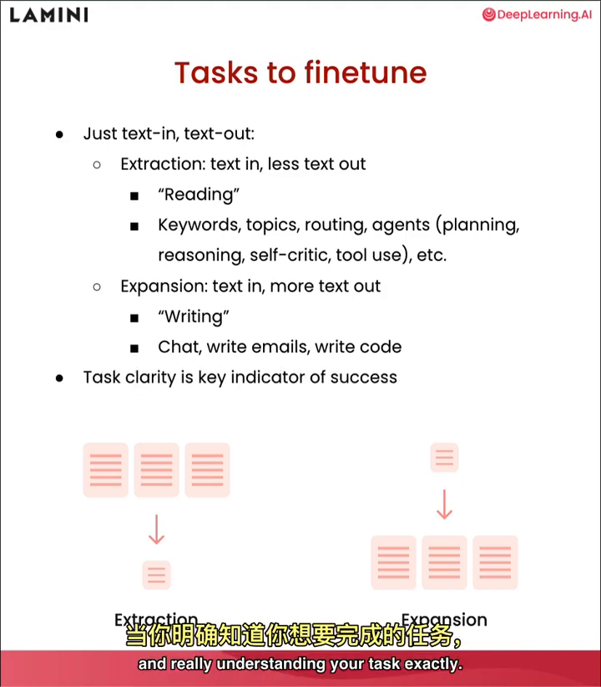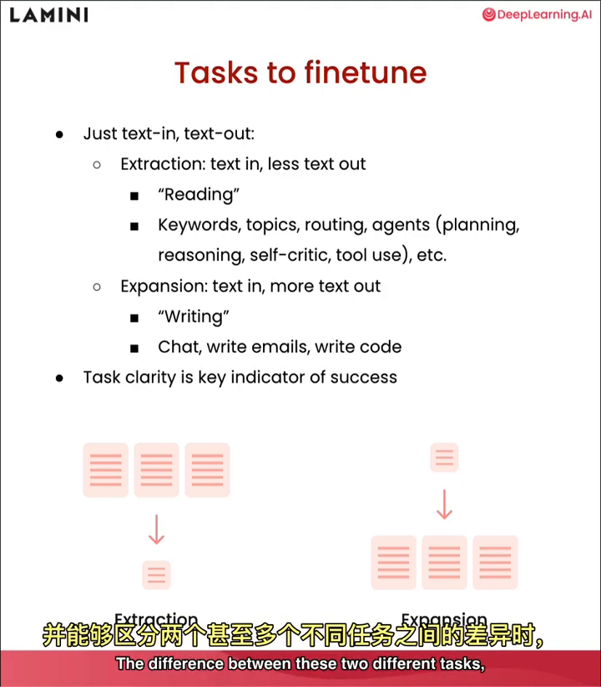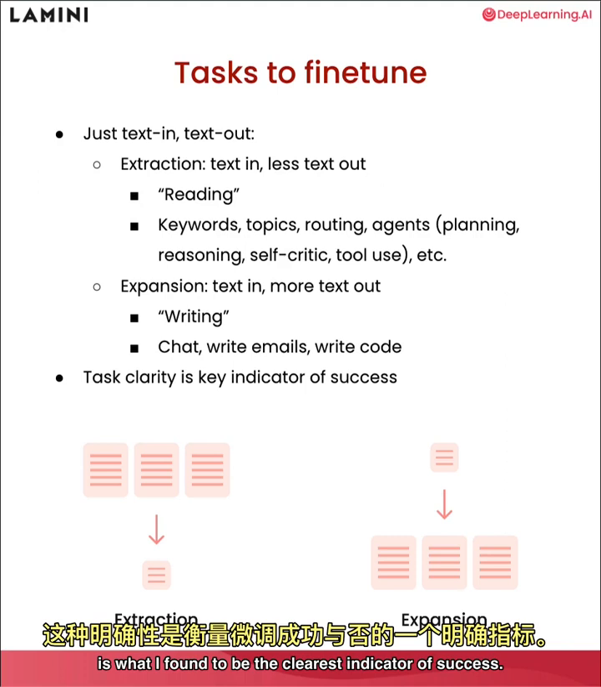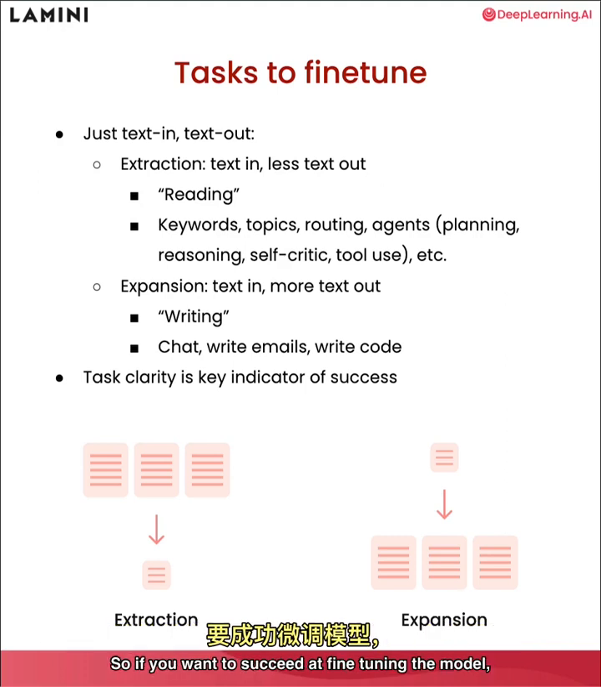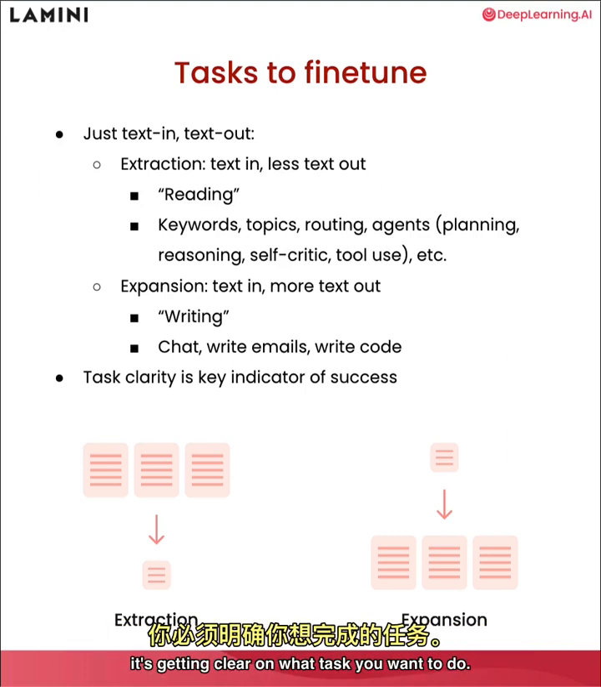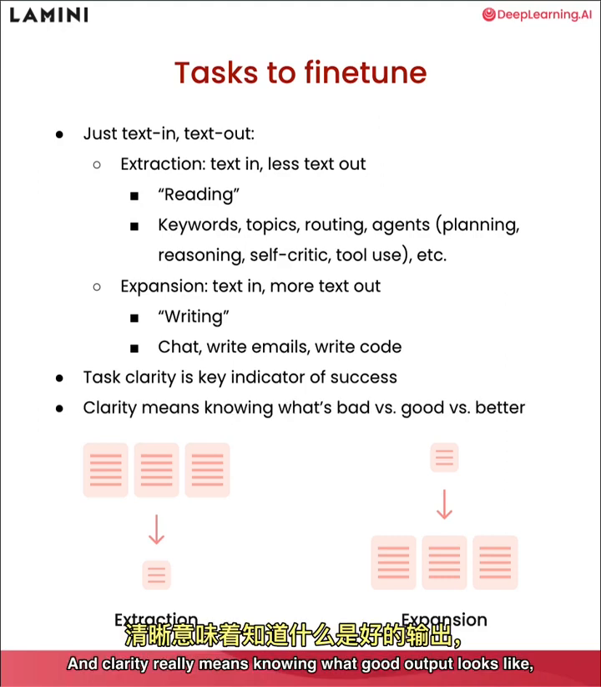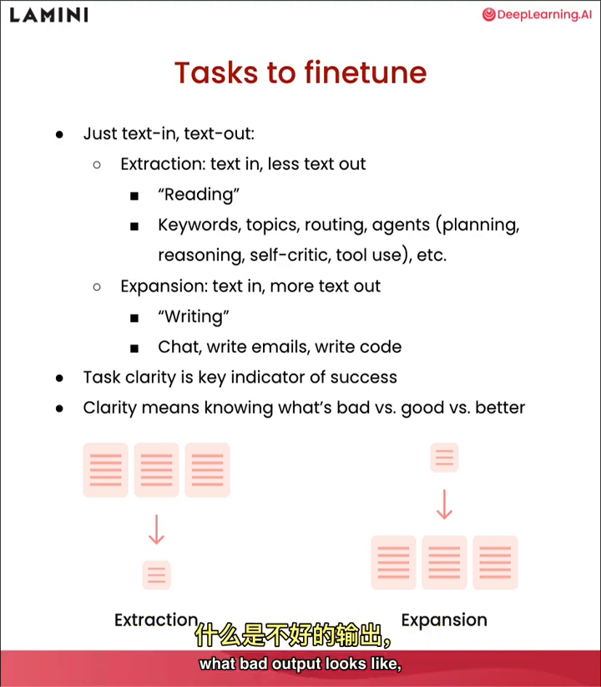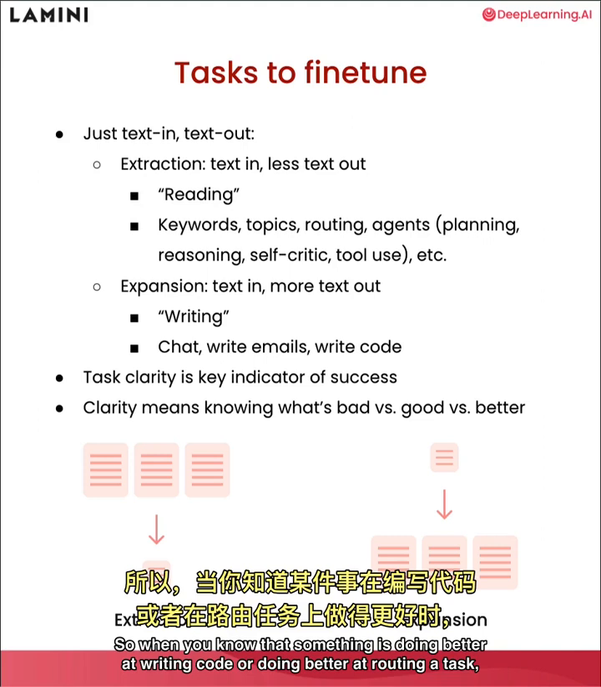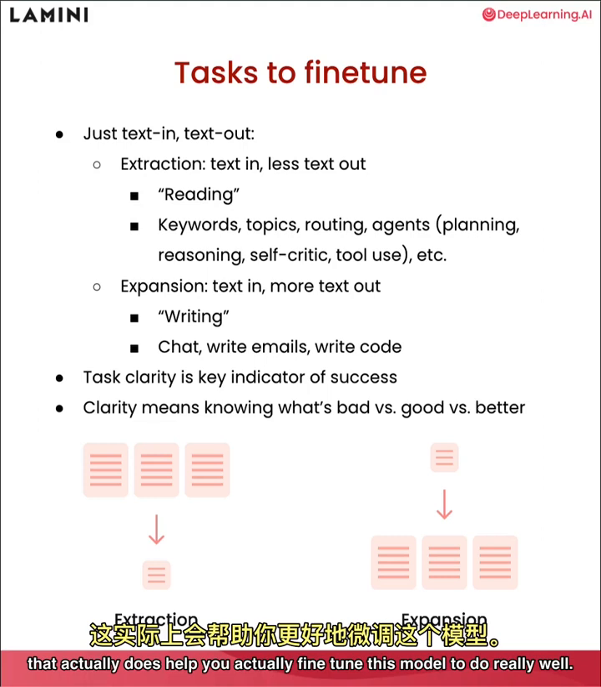And really understanding your task exactly, the difference between these two different tasks, or maybe you have multiple tasks that you want to fine-tune on, is what I found to be the clearest indicator of success. So if you want to succeed at fine-tuning the model, it's getting clear on what task you want to do. And clarity really means knowing what good output looks like, what bad output looks like, but also what better output looks like. So when you know that something is doing better at writing code or doing better at routing a task, that actually does help you fine-tune this model to do really well.